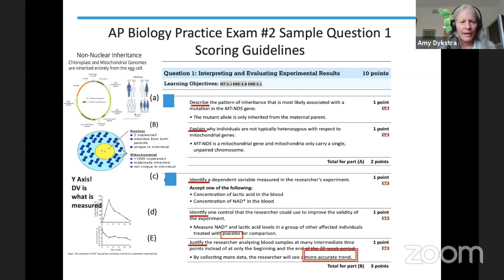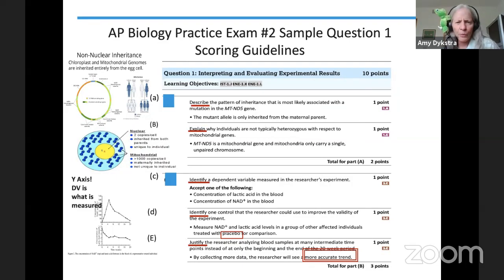So letter A, describe the pattern of inheritance that is most likely associated with a mutation in the MTND5 gene. And it looks like Ms. Kate has put up some figures here that you may remember from her lectures earlier. This is to remind you that a mitochondrial gene is found on a single chromosome and that it's only inherited from the mother. So the scoring guideline is that the mutant allele is only inherited from the maternal parent. Another way you could say this is that the mother passes the gene to all of her children. So that's part A.